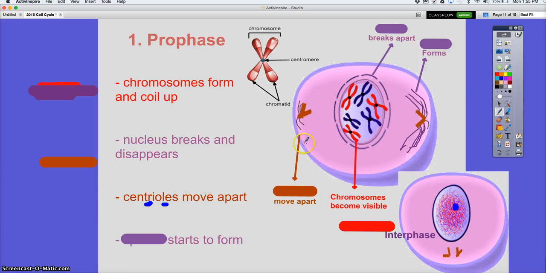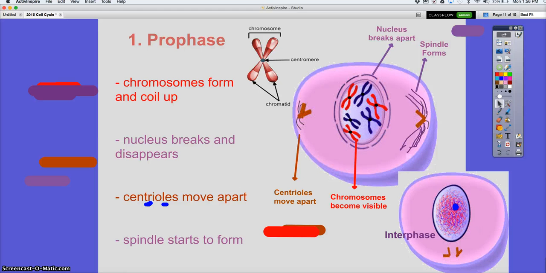What else happens? Spindle fibers. Awesome. Spindle forms. And what forms the spindle? Microtubules. Good job. I know this lesson. All of these labels that I just released, you have to know. You have to know that the nucleus is here and that it breaks apart during prophase. That the spindle comes out of the centriole during prophase. That the centrioles that were once together in interphase move apart. And that the chromatin becomes chromosomes that become visible. All that is part of prophase.